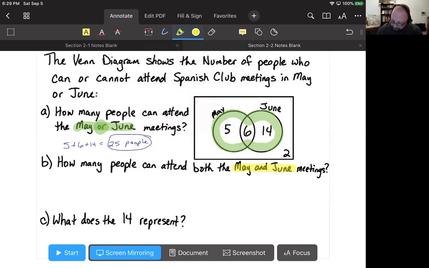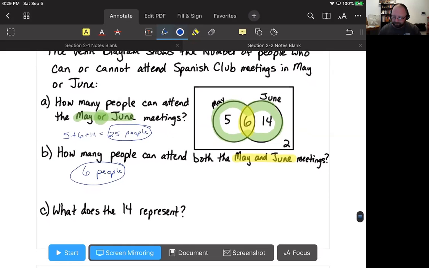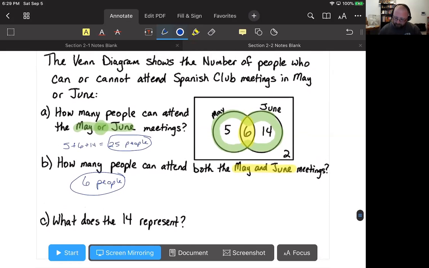How many people can attend both the May and June meetings? That would only be where those 2 areas intersect. That would be 6 people total are capable of going to both the May meeting and the June meeting. So then the other type of question that I could ask here is, what does that 14 represent? Well, the 14, when I say the 14, I'm referring to this 14 right here.